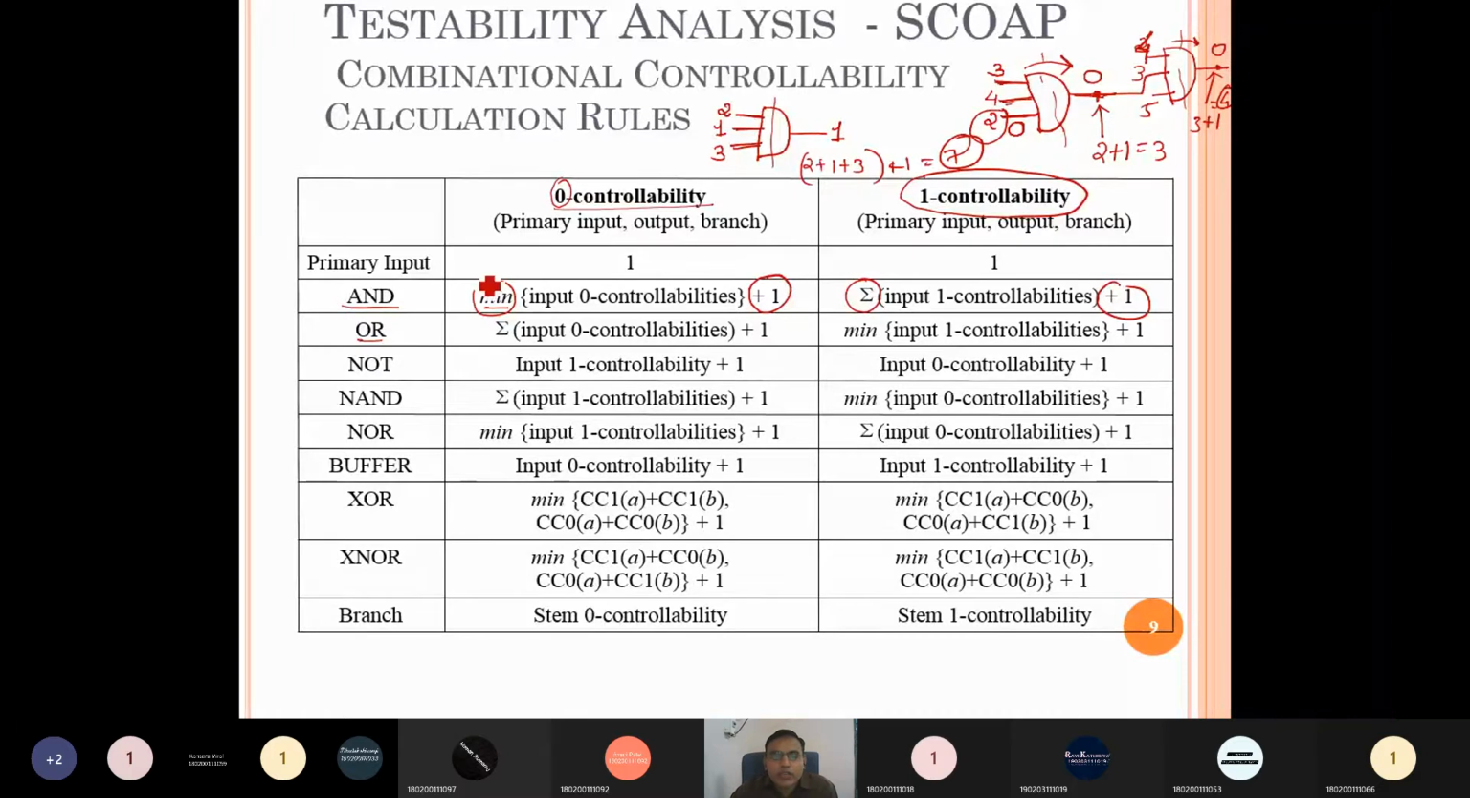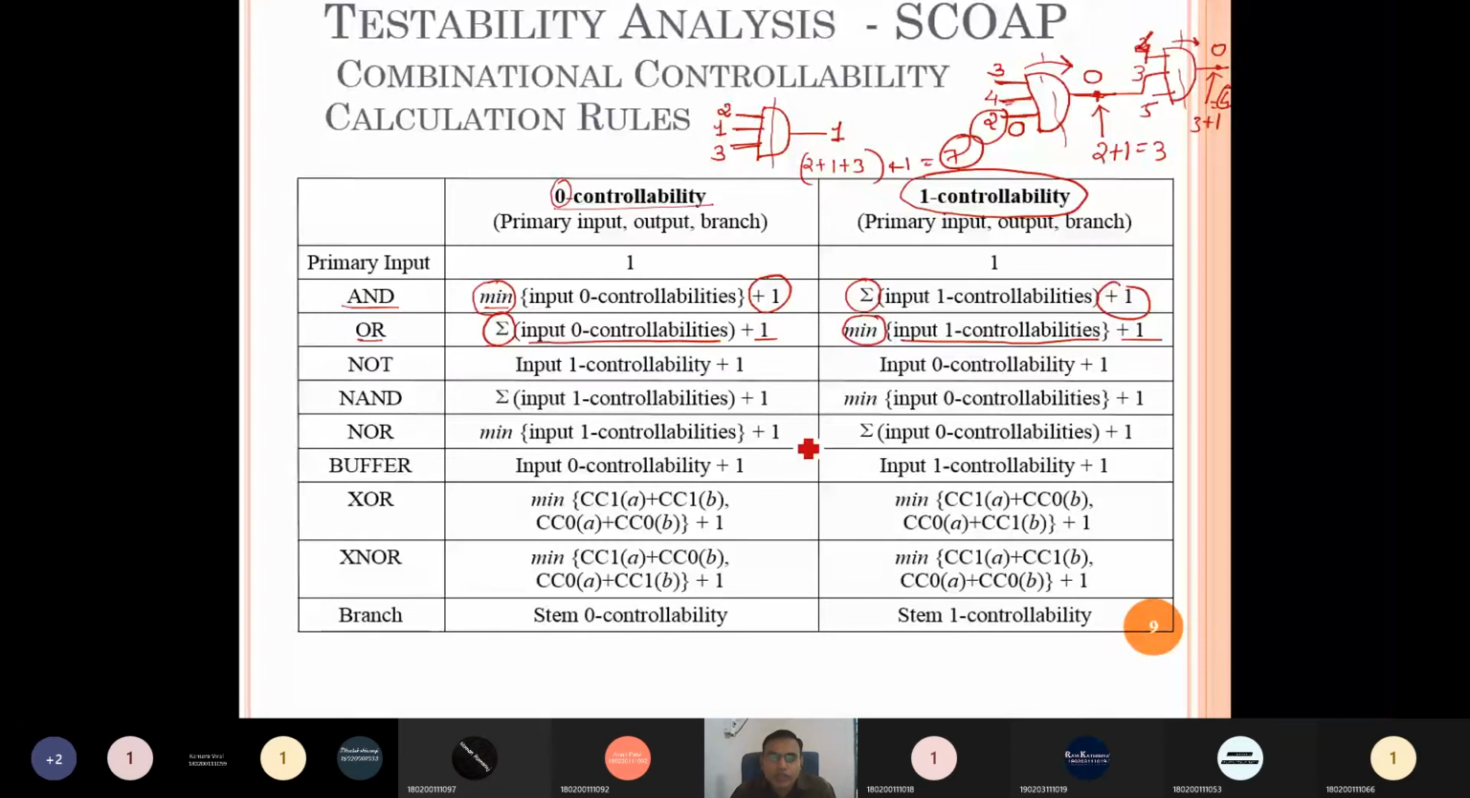Similarly for the OR gate, to set the output to 0, we must have all the inputs at 0. That is why for the OR gate the zero controllability is a summation of the input zero controllabilities plus 1. To set the output of the OR gate to 1, if any one input is 1, then the output is 1. So it is the minimum of the input one controllabilities plus 1.